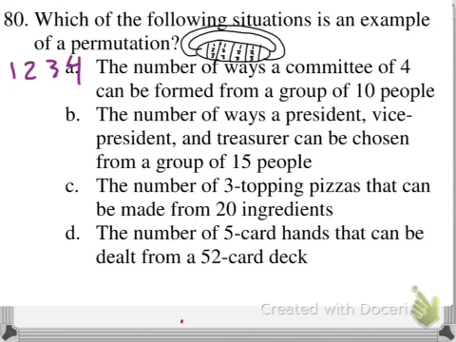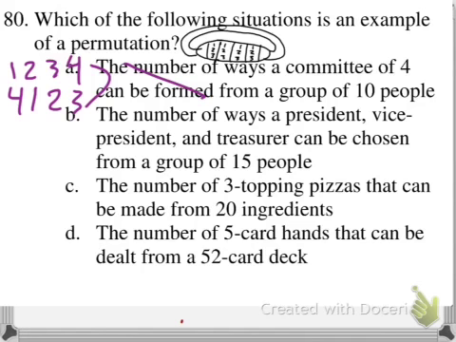But does it matter if I pick person 4 first, and then 1, and then 2, and 3? No, it's the same committee. Maybe person 4 feels a little better that he was picked first for the committee, but they're all still on the committee. So this would be a situation in which the order does not matter. And we're looking for when order does matter. So that one is gone. So let's look at the next one.